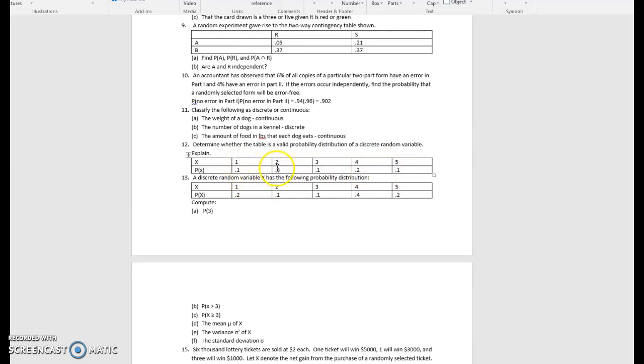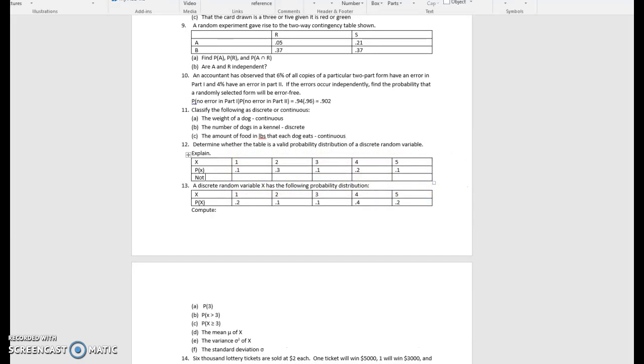So let's see, this is going to give us 0.4, 0.5, 0.7, 0.8. This does not add up to 1. So this is not valid.